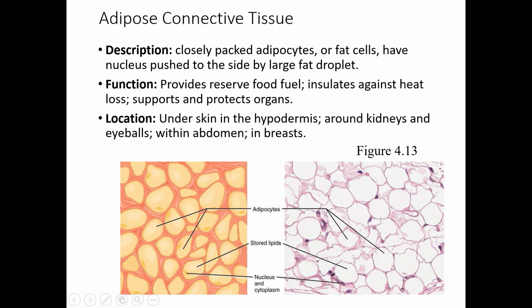So, description: a lot of cells of one type. Those cells are called adipocytes, or fat cells. They look like they are empty. Why? Because their main purpose is storage. They are storage for triglycerides, for fats, and that is reserve food fuel. Okay, that's a function. Also insulation against heat loss, and supporting and protecting organs.